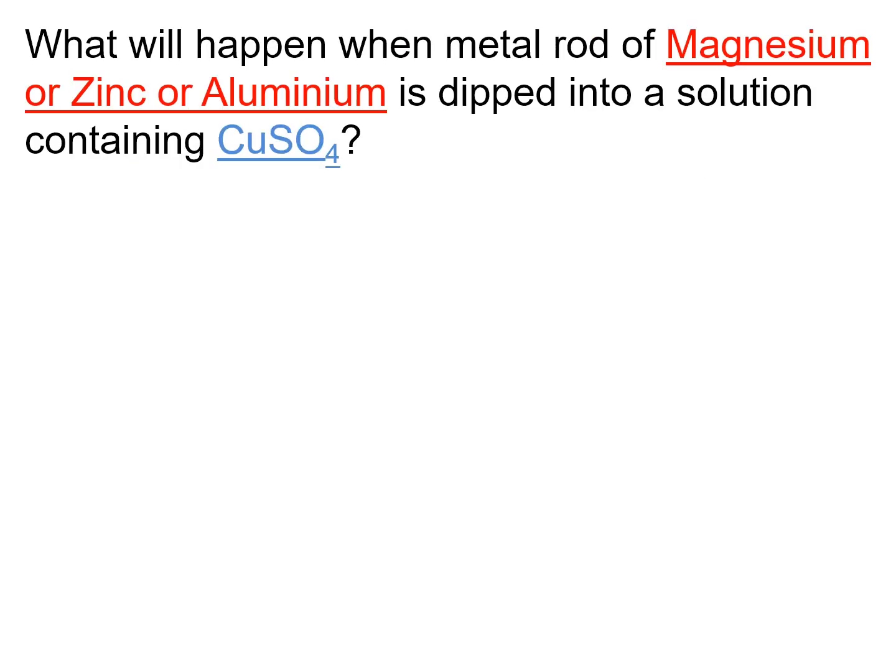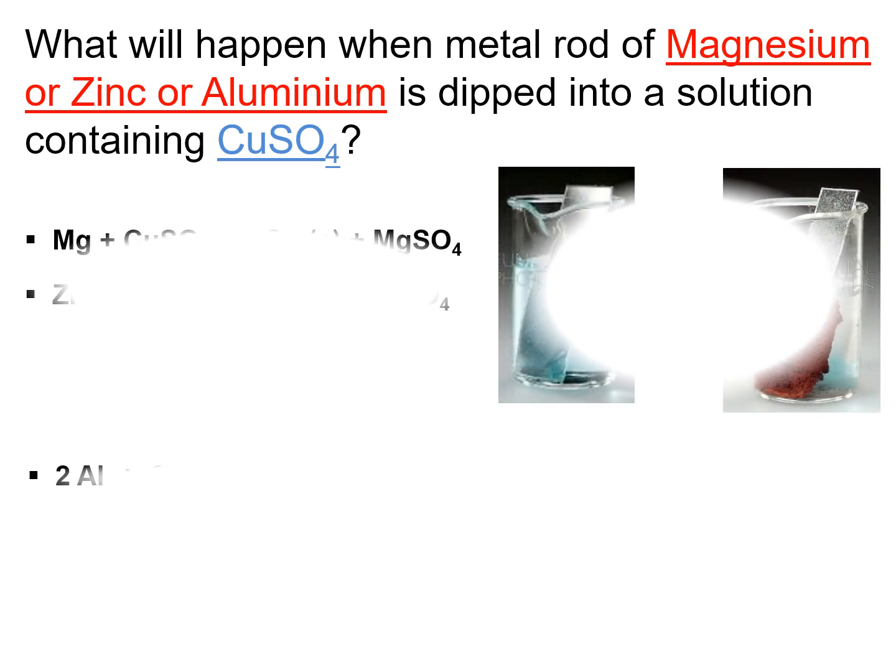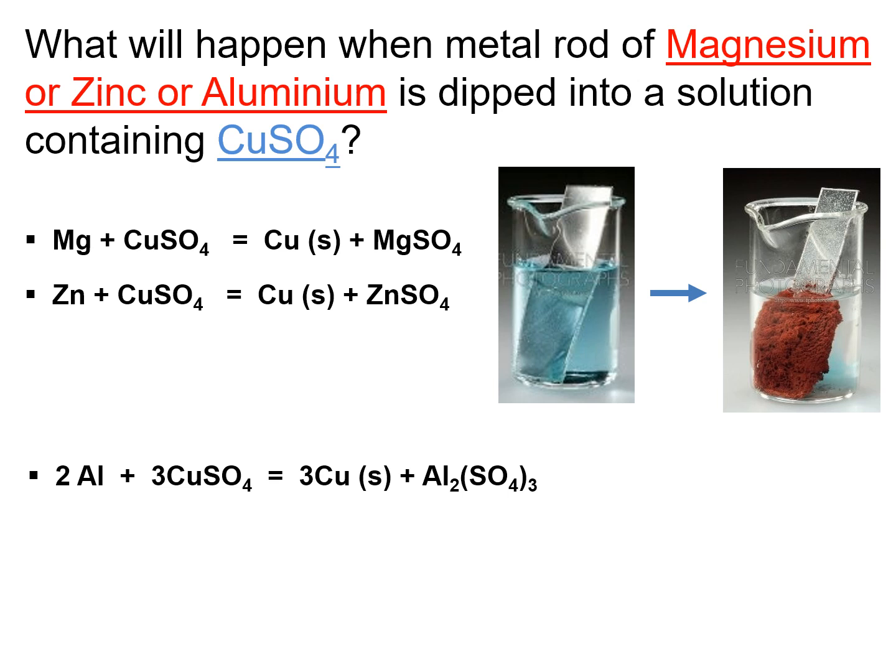an oxidizing agent. When magnesium, zinc, or aluminum is dipped into copper solution, these more reactive metals displace copper from the solution. For example, zinc plus copper sulfate solution gives zinc sulfate and copper. And on the right side, we can see the reddish-brown copper deposit appears on the zinc surface, and the blue color of the copper sulfate gradually decreases.